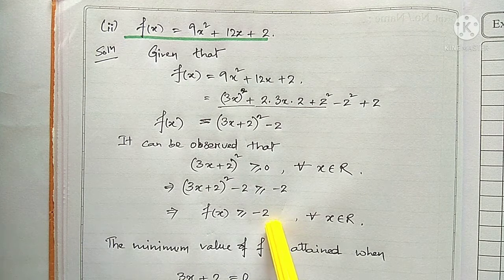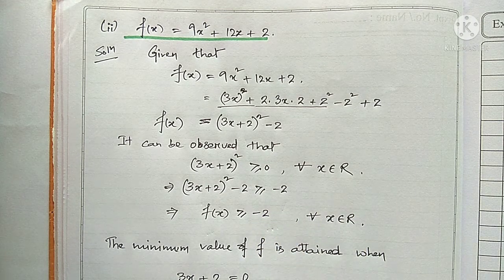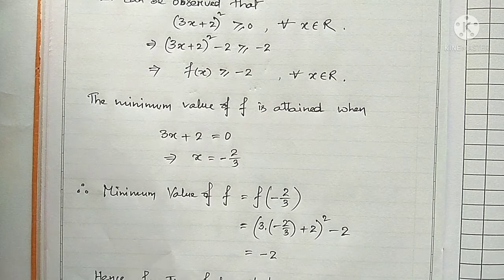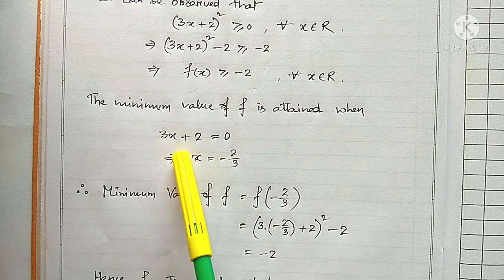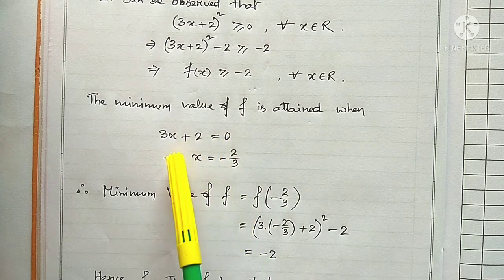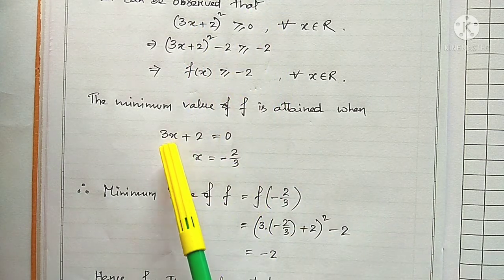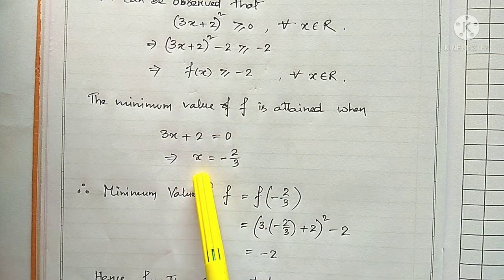So what is the meaning of this one? That means the minimum value of f(x) is minus 2, but the maximum value is unbounded here. So that's why here we get only the minimum value, and the minimum value is minus 2. Now after that, what do you have to write? Let's see. In this case, we have to write that the minimum value of f is attained when this 3x plus 2 must be equal to 0. So that's why we write here 3x plus 2 equals 0. Otherwise, how can we get the minimum value here? So this 3x plus 2 equals 0, and then from here, you see, the value of x is minus 2 by 3.